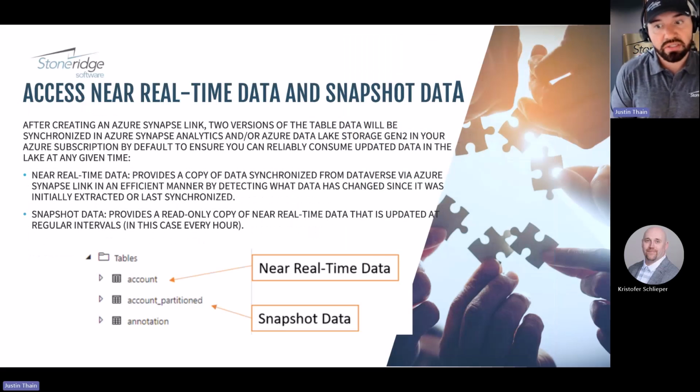In our Synapse workspace, we have the actual table and we have a partitioned version of the table. It's important to call out that the actual table, the one that doesn't have the underscore partitioned, is the near real-time data. So any changes flowing over from FNO would be in the near real-time data section. Any changes that we see in the partition would just be a snapshot. And that depends on the partition that we select in Synapse Link for Dataverse before we actually enable the table for replication.